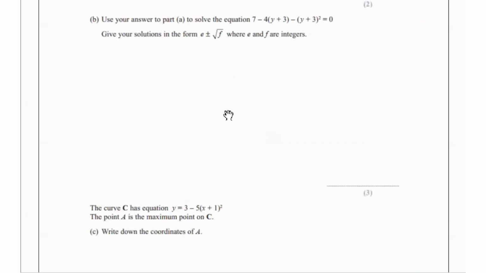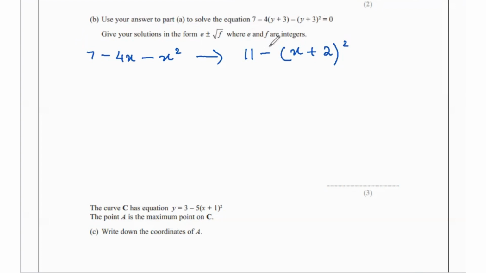Then it says, use your answer to part A to solve the equation 7 minus 4 bracket y plus 3, minus (y + 3) whole square equal to 0, giving your solution in the form e plus minus root f, where e and f are integers. So what we had was 7 minus 4x minus x squared. And we converted that into 11 minus (x + 2) whole square.